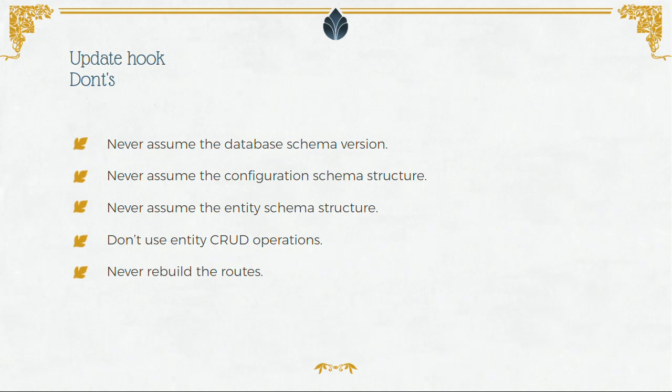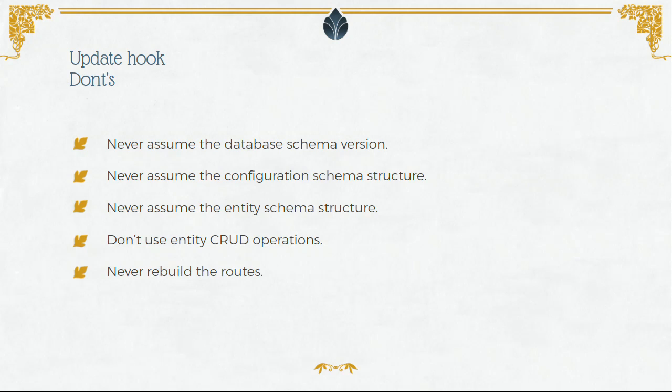So some don'ts. As discussed earlier, cache tables can be worked on. The structure can be changed in update hooks. So never assume any DB table schema; always add checks and balances around that and make sure that the specific column with the specific property is there. There is a proper API in core to do all this, so use that. Similarly, configuration schema is another thing. You can update the existing structure. You can remove config schema keys from the config structure. So never assume the config schema structure there as well.